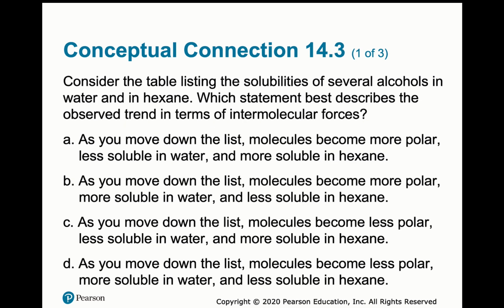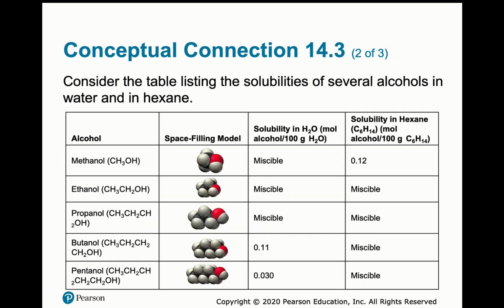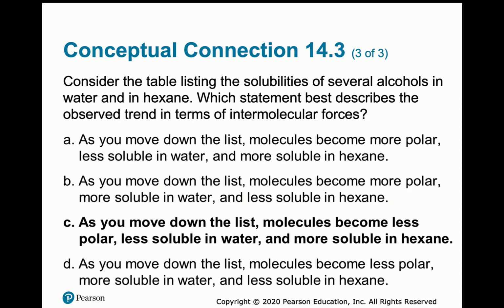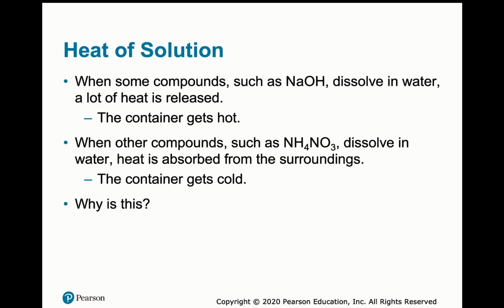Consider a table listing the solubility of several alcohols in water and hexane. Which statement can best describe the overall observed trend in these intermolecular forces? Looking at these, as the carbon chain gets bigger, the solubility in water goes down, and the solubility in hexane goes up. So just looking at this chart, that's a general trend, and there you go.